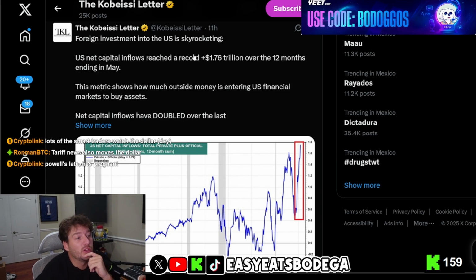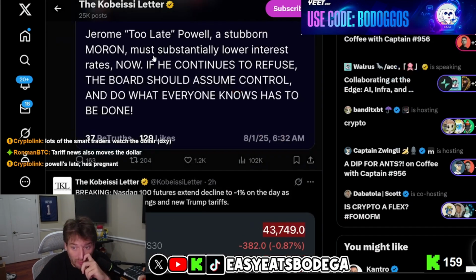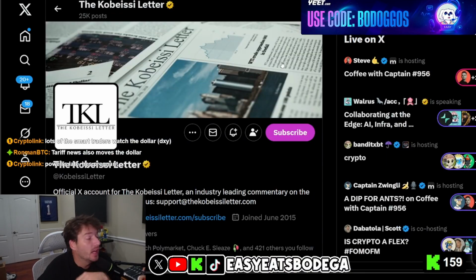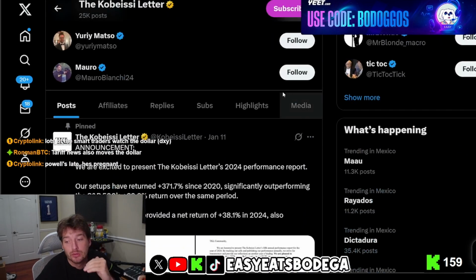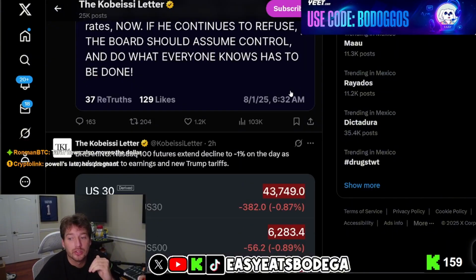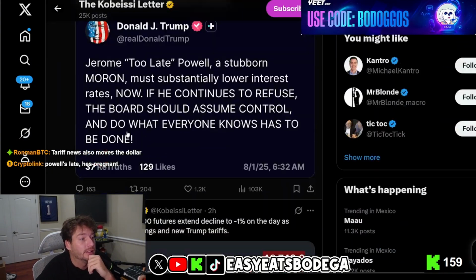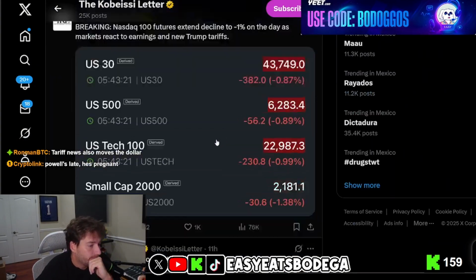Foreign investment into the U.S. is skyrocketing. So this is interesting. If you don't follow the Kobeissi Letter, they have great data. They have absolutely amazing data. They give such good stuff on a lot of this. Where to go? Right here.